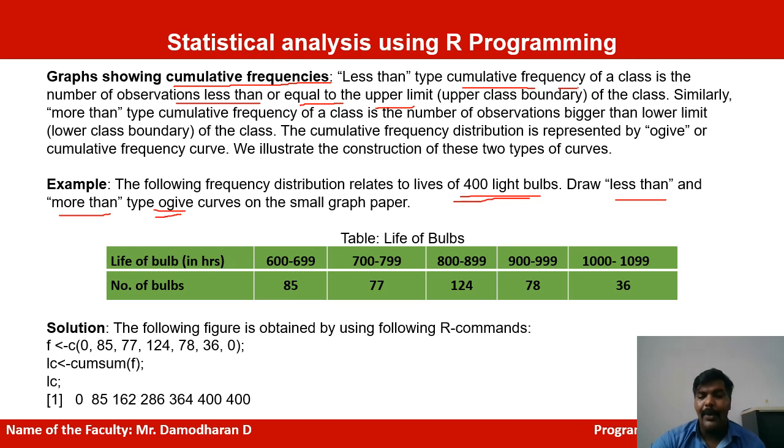It means it's a simple graph to plot the values. The values are the number of bulbs. The range is 600 to 700. In the range 600 to 699 the count is 85. 700 to 799 is 77. 800 to 899 is 124. 900 to 999 is 98. Then 1000 to 1099 is 36.